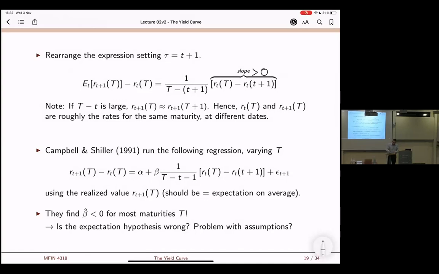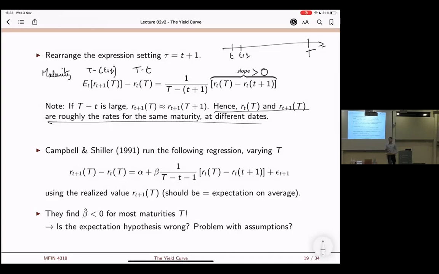So just to be clear, these two rates here do not have the exact same maturity, right? This one is big T minus t plus 1, this one is big T minus t. But the idea is that if t and t plus 1 are sufficiently close and big T is far away, effectively you're comparing, let's say, a 20-year rate and a 19-year rate, but we can say that they are almost the same. So we're going to say that the two rates on the left-hand side are for the same maturity. This is what is explained here.